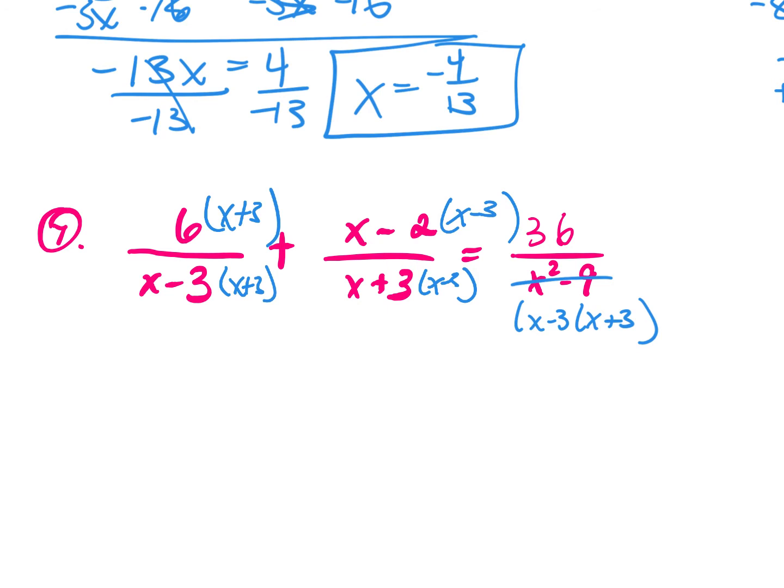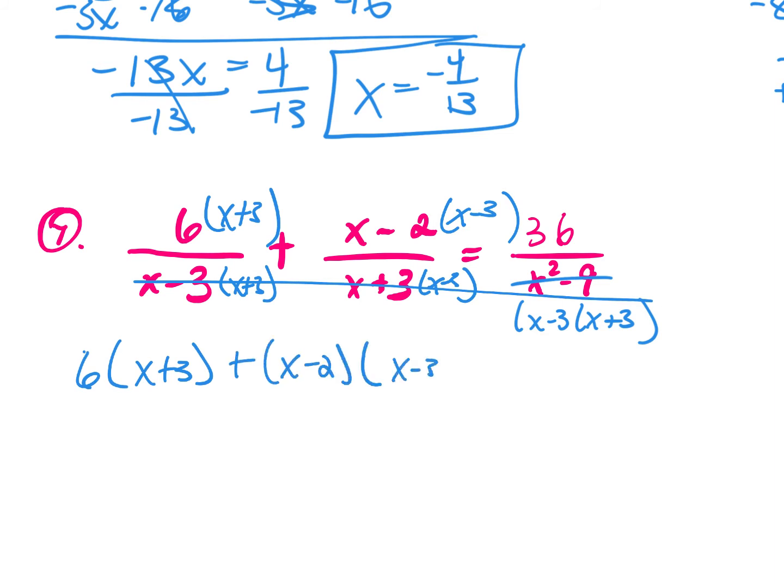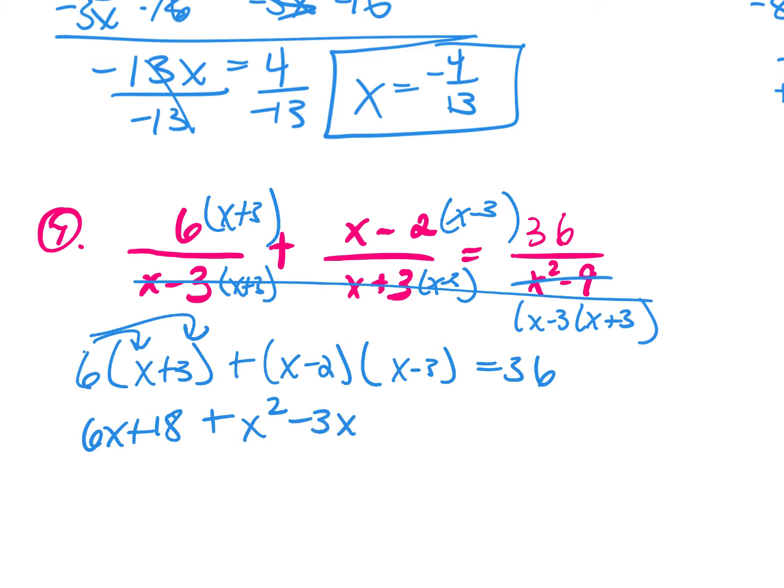So now that we have created equivalency, everything has the same denominator, you can cross the bottom off. So you just have the equation 6 times (x + 3) plus (x - 2) times (x - 3) equals 36. So we're going to distribute and then FOIL. So I have 6x plus 18 plus x times x is x squared minus 3x minus 2x plus 6 equals 36.